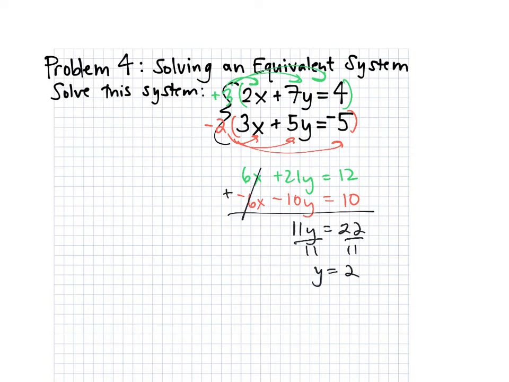And then just pick this top equation for fun. You could do the second equation. It's fine, either one. And that equals 4. So this is 2x plus 14 equals 4. 2x equals -10. So x equals -5.